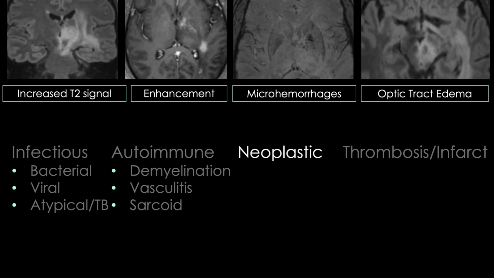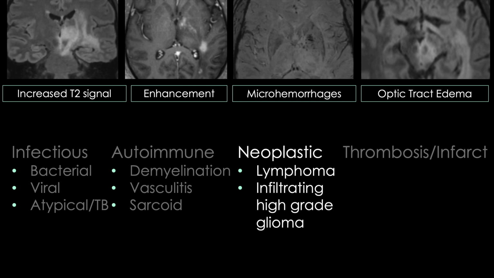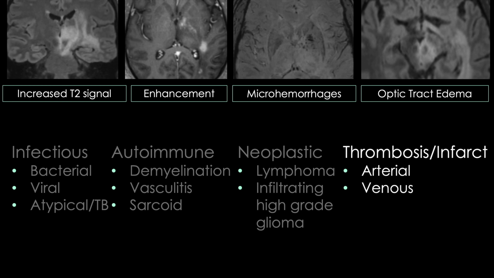Moving on to neoplastic etiologies, this doesn't look like a typical focal mass, but it is avidly enhancing and multifocal or infiltrating looking, so lymphoma should definitely come to mind. Additionally, an infiltrating high-grade primary brain neoplasm should be considered. Finally, we should consider this all being due to a primary vascular process such as arterial or venous thrombosis.